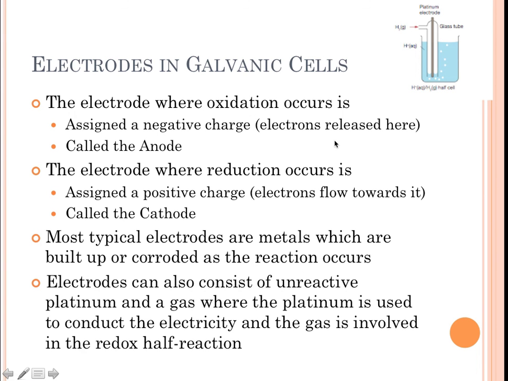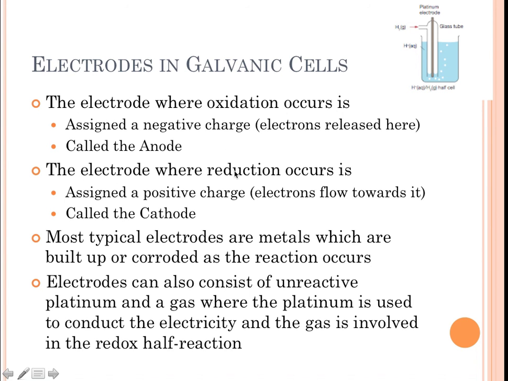So, the electrodes in them, wherever oxidation occurs, we say that has a negative charge because electrons are released there, and electrons are negatively charged, so we say they are. It's called the anode. Okay, a negative electrode. That's how I like to think of it.